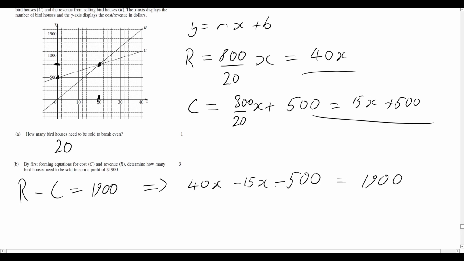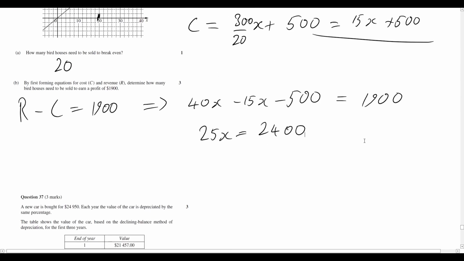So just be careful with that minus 500. Since we are subtracting the entire cost formula, it's going to be minus 15x and minus 500. So now rearranging this a little bit and collecting like terms, we find that 25x is equal to 2,400. And then dividing both sides now by 25, we get that x, the number of birdhouses sold to earn $1,900 profit, is going to be 96. And that's our answer for question 36b.